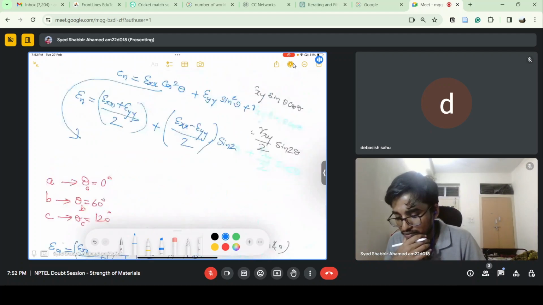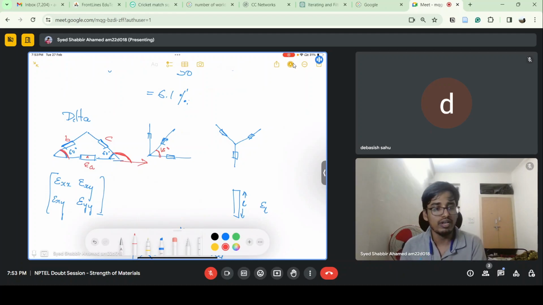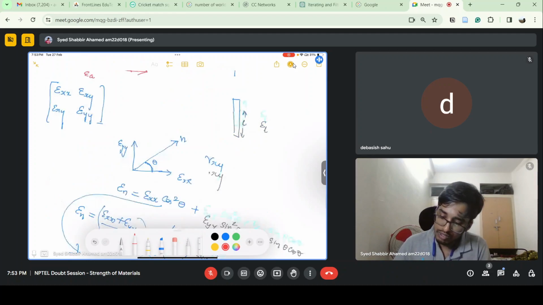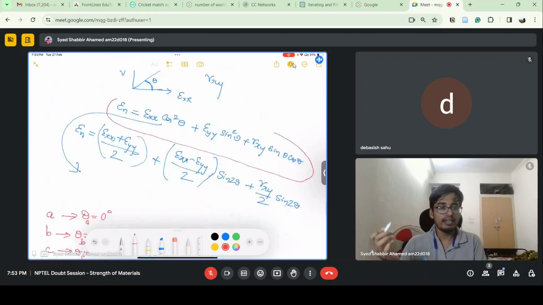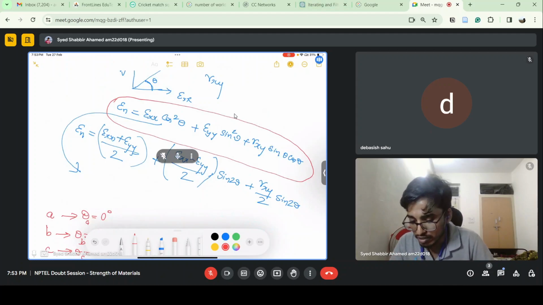This is for a delta rosette, which is making angles like this. There can also be a rectangular rosette, which has angles 0, 45, and another 90, and it can also be like this. Angles can be arbitrary, but we know the strain transformation law, which is this. Using this law, we can calculate the state of strain from the measurements of the strain gauges. So a strain rosette will help us give the state of strain at a point.